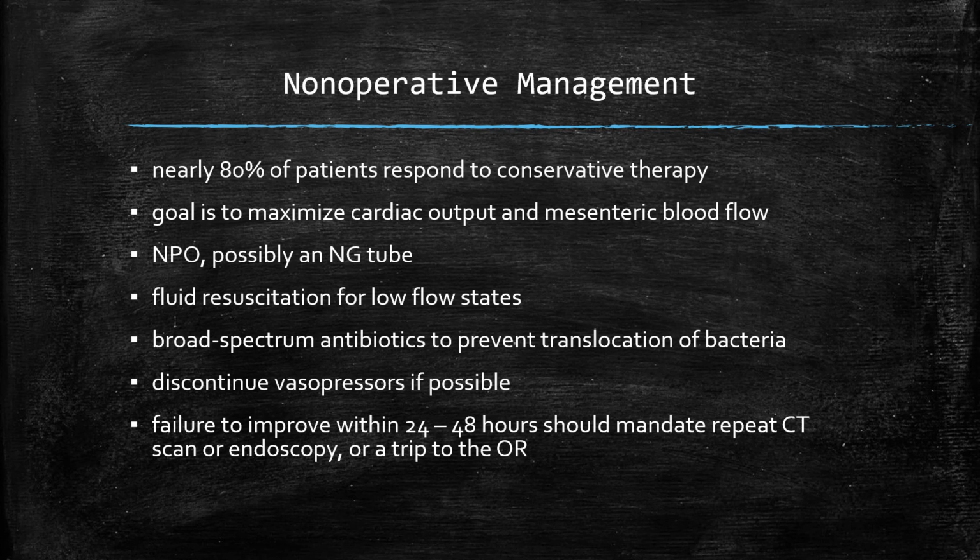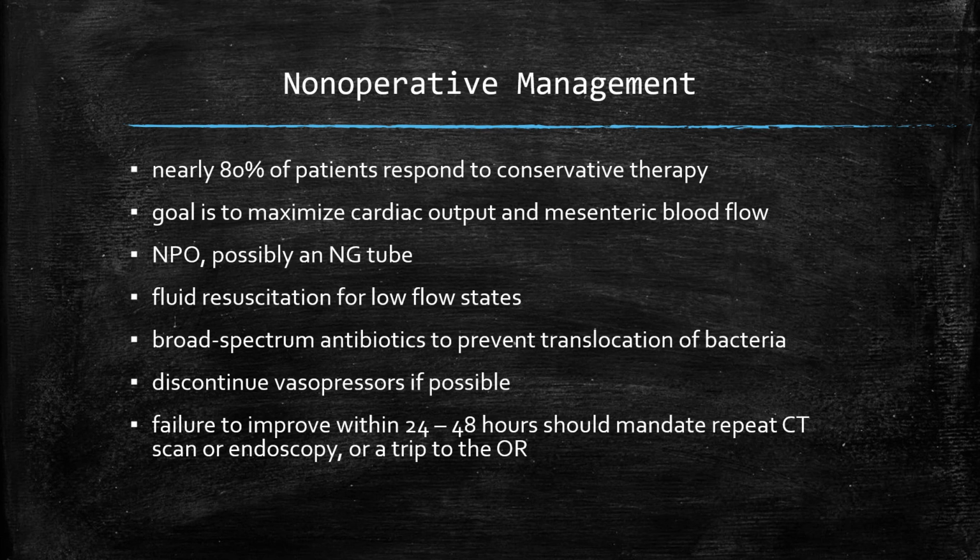The patient may well benefit from being made NPO. If they're distended or nauseous, an NG tube can be helpful. These patients may well require fluid resuscitation for any concomitant low flow state. Broad spectrum antibiotics are usually prescribed. The theory behind this is to prevent translocation of bacteria. I'm not sure the evidence for this is compelling, but it is the most common thing to do. If they're on vasopressors, if they can in any way be stopped, that needs to happen.